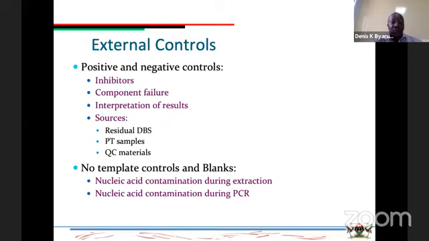External controls may be related to ensuring that you do not have inhibitors and there are no component failures. All these are not related to interpretation of results. And you need to make sure that there is no nucleic acid contamination during extraction or during the PCR processing. All these controls help you to do that.